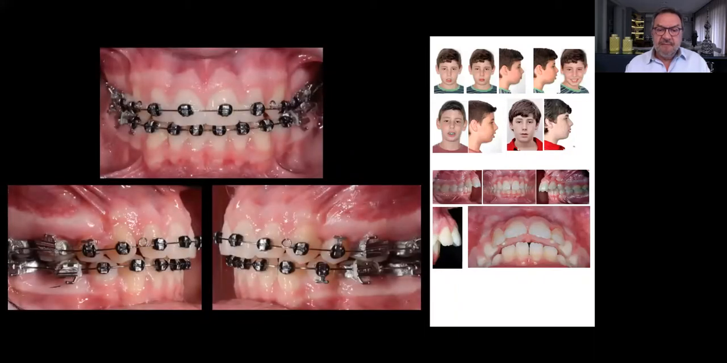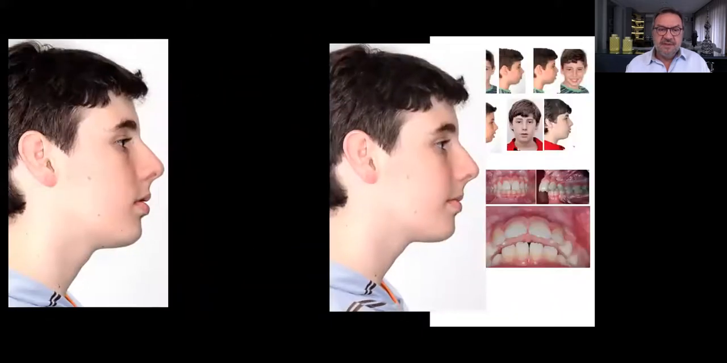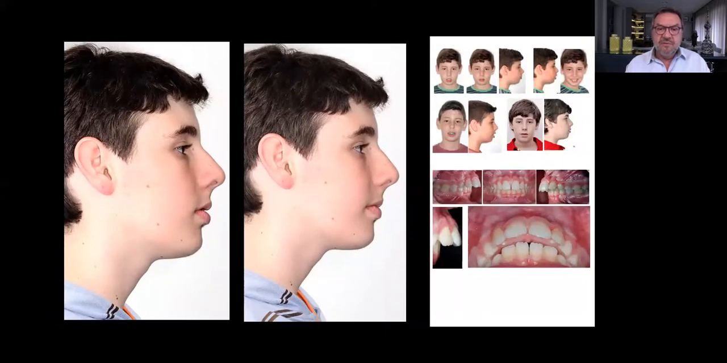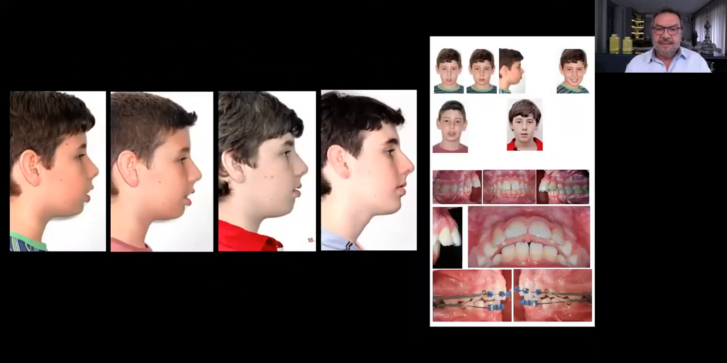Still with 016 arch wire, adjusting and bracing pieces. And a new photograph, the guy started growing. He grew up a lot, became a very tall guy. But take a look at the lips as they are getting close. And now after promoting extractions, the profile got the opposite way, okay?